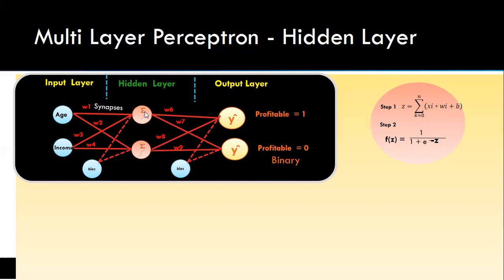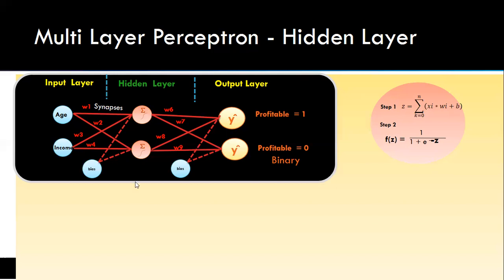So in the case of the hidden layer, each neuron performs two steps. In step one, the z value is calculated using the total summation of the input node values multiplied by their assigned weights. And then the activation function gets applied on this z, and the output of this hidden layer will serve as an input for your output layer neuron.